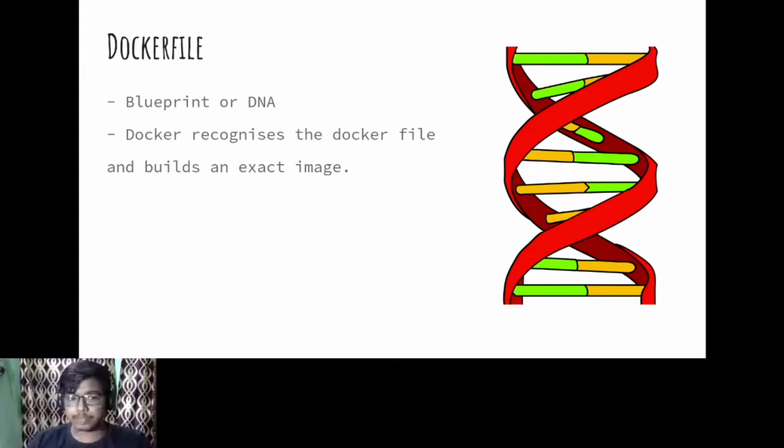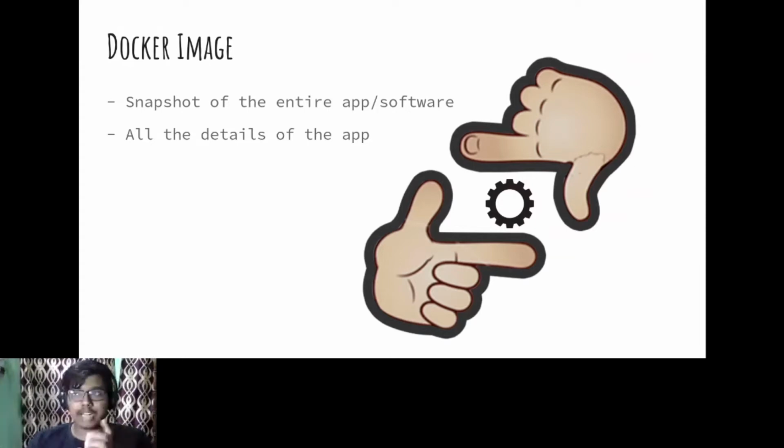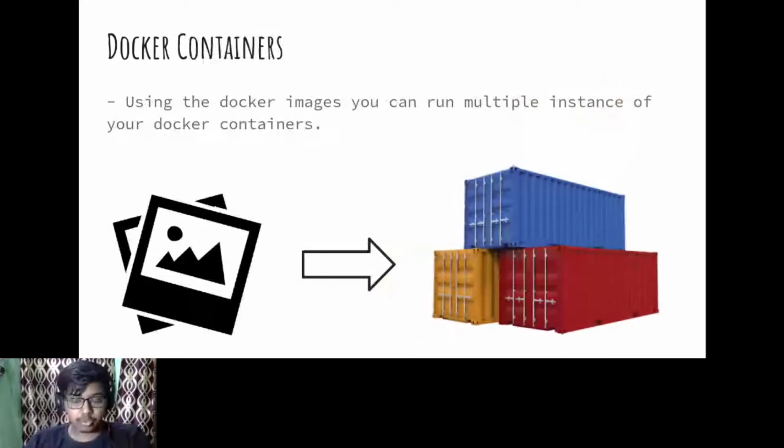Now, what is an image? A Docker image is like a snapshot of the entire application or software. It has all the details of the application, like what dependencies it needs and what process is going to run when it starts up. All that information, data and metadata is stored in the Docker image. But understand that a Docker image is not the running instance. If you run a container, that running instance of a Docker image is called a Docker container. Using the Docker image, you can run multiple Docker containers.